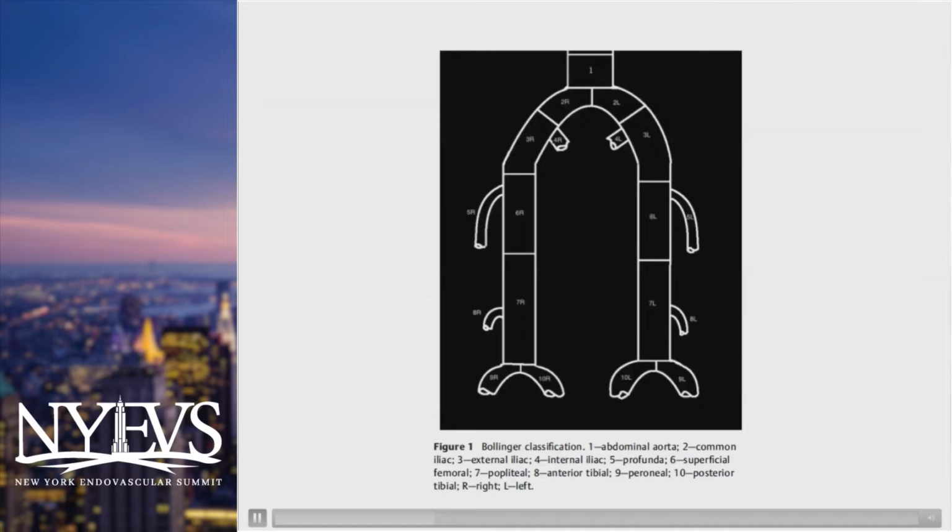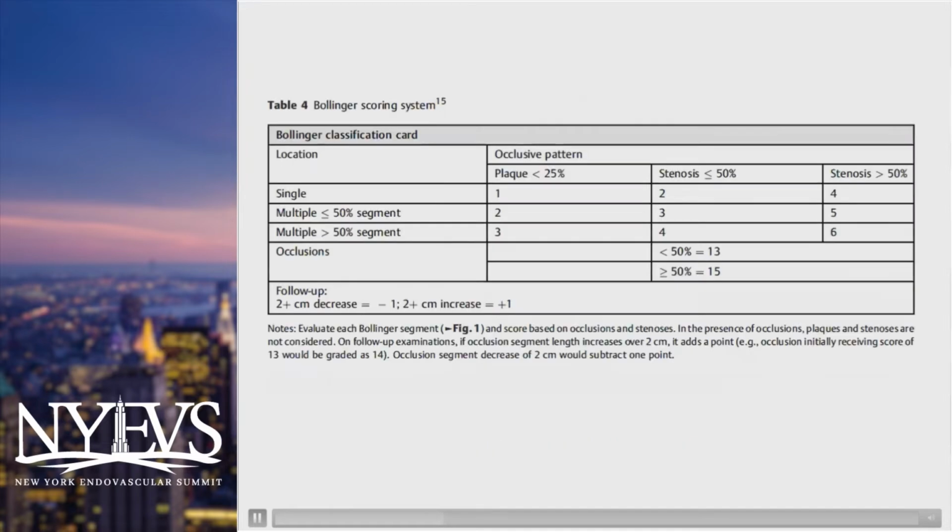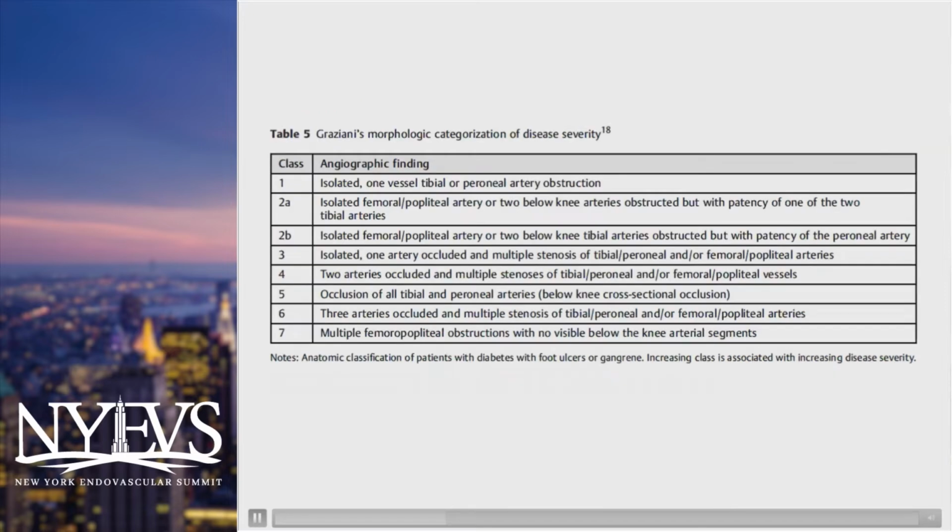Then there are two classifications which I personally have not used. I'm not sure if anybody uses them. One is the Bollinger classification, which describes the anatomical extent of the disease, and the other is the Graziani morphological categorization, which was unique in that it provided anatomical classification in patients with diabetes and with foot ulcers and gangrene.